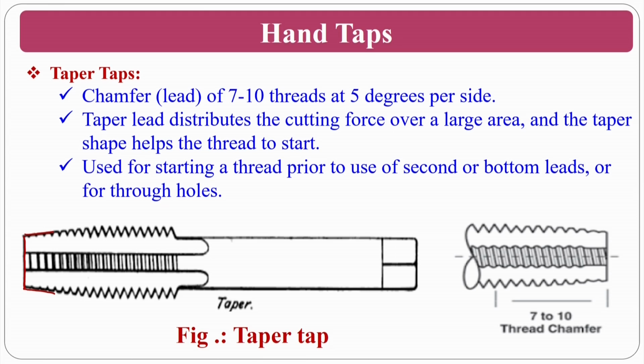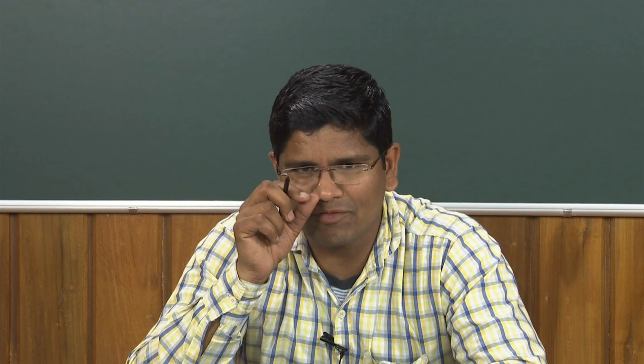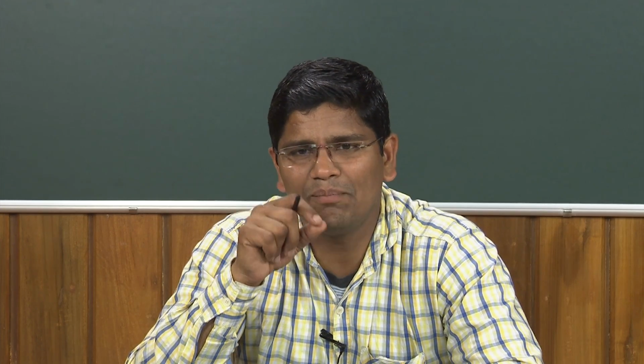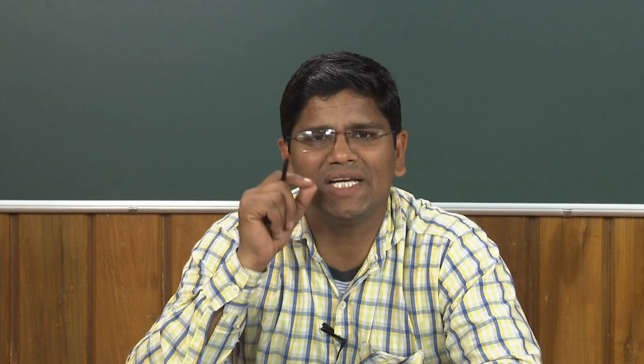Okay. The chamfer normally leads 7 to 10 threads at 5 degrees per side. You can see here 7 to 10 threads have the chamfer. That means there will be some taperness. The taper lead distributes the cutting forces over a large area, and the taper shape helps the thread to start. That means if I have a 9.8 mm hole, this taper will help me in positioning at the initial stage. Let me position first, then you can generate the threads.